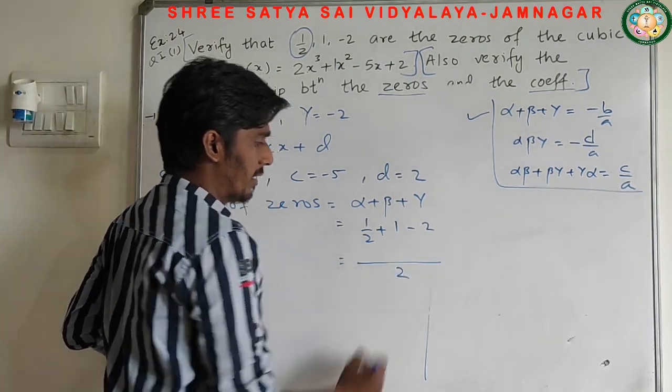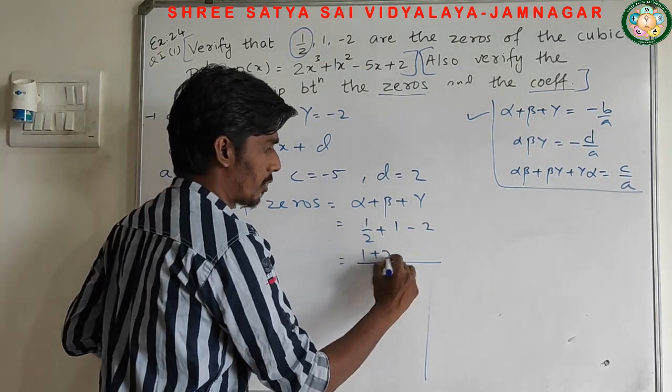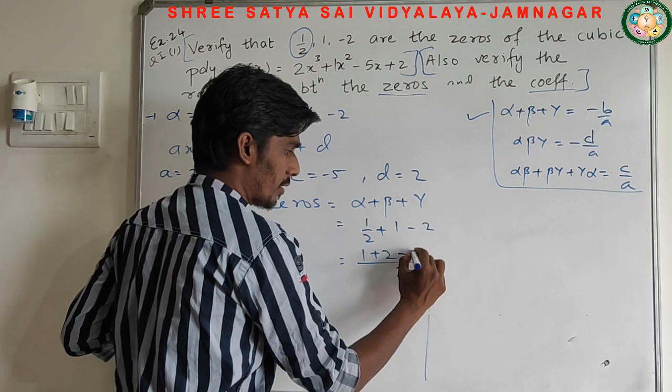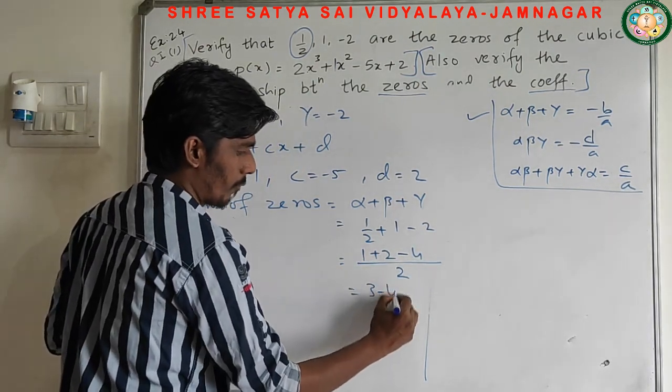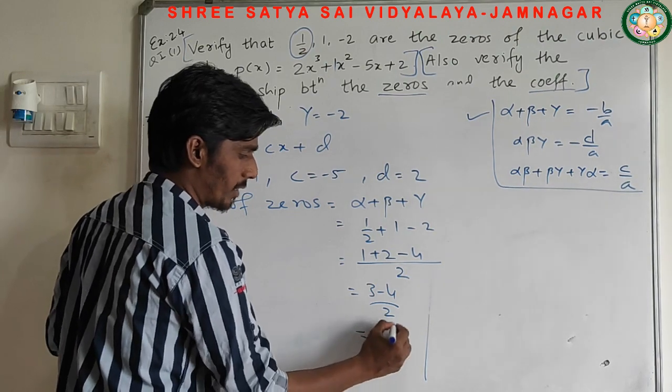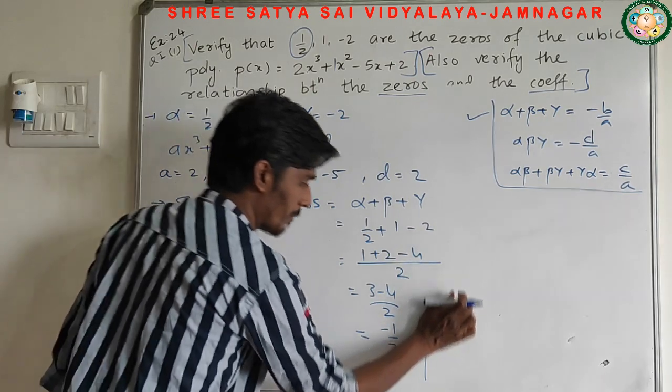So now if you take the LCM, it's what? 2. 1 remains as it is. 1 into 2, it's 2. And this is what? Minus 4. So 3 minus 4 upon 2. It's minus 1 by 2. Now the important part, you have to understand what to write.